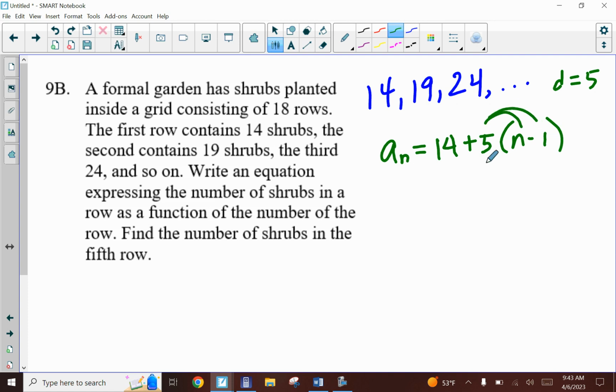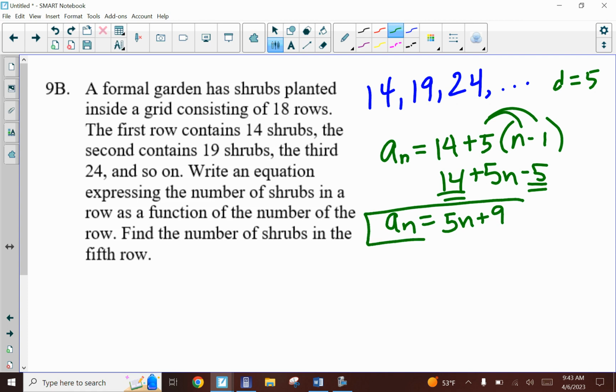So if you distribute this, you end up with 5n minus 5, and then 14 plus drops down, and then you combine the 14 minus 5. 14 take away 5 is 9. So we have 5n plus 9 for our formula. And the nice thing about this formula is it will tell you how many plants are in each specific row.